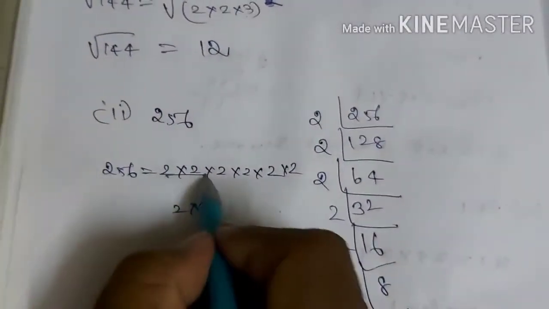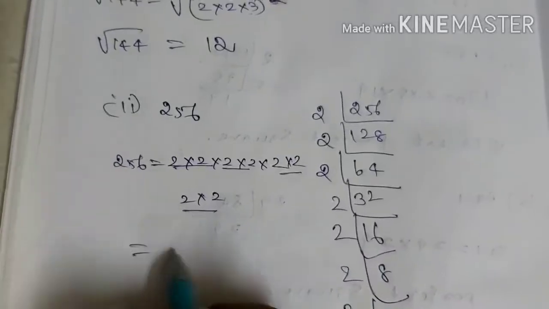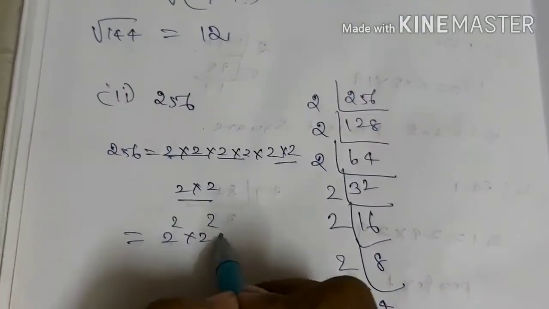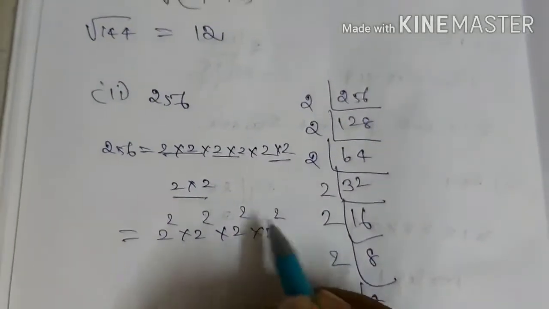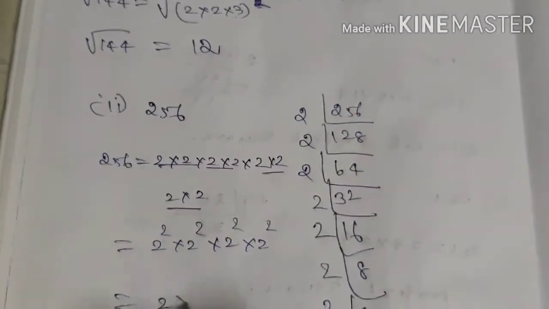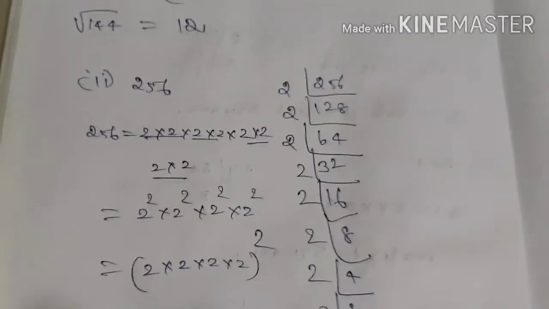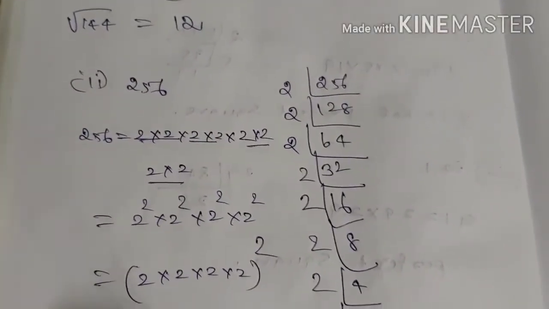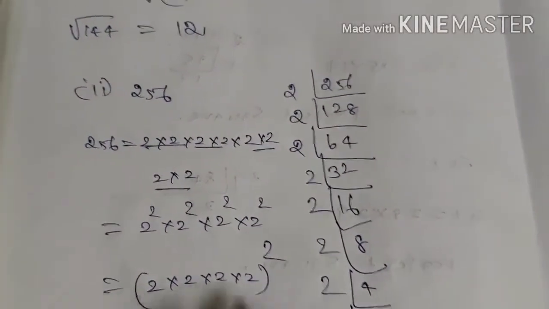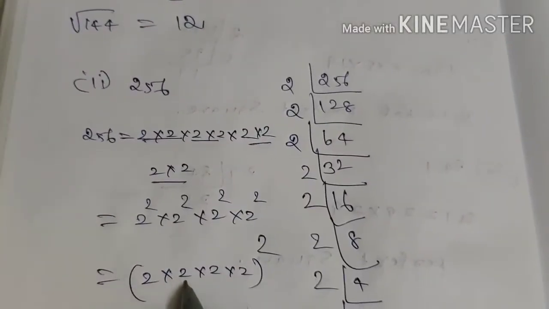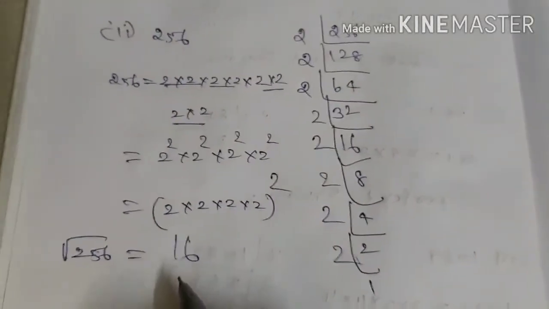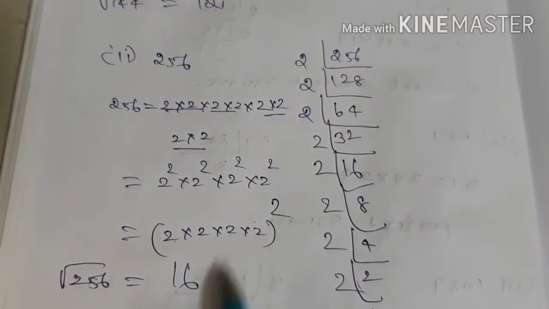So write in pairs: 1, 2, 3, 4 pairs. So 2 power 2 multiply 2 power 2 multiply 2 power 2 multiply 2 power 2. So the answer is whole power 2. So square root of 256 equals 2 2s are 4, 4 2s are 8, 8 2s are 16. Answer is 16.